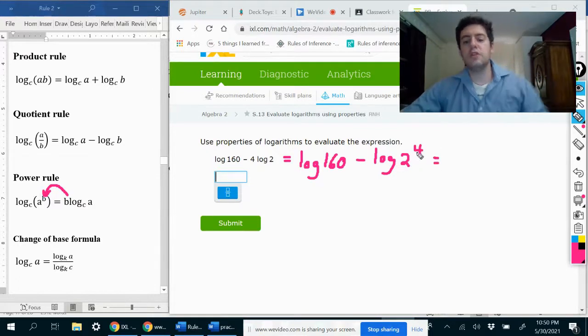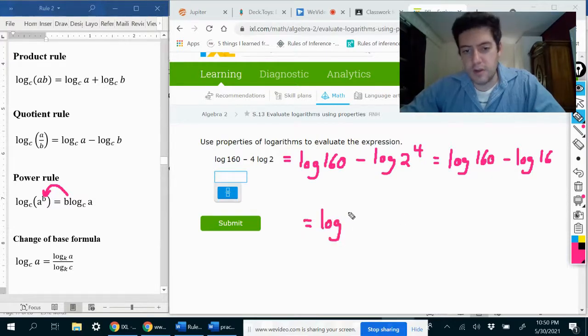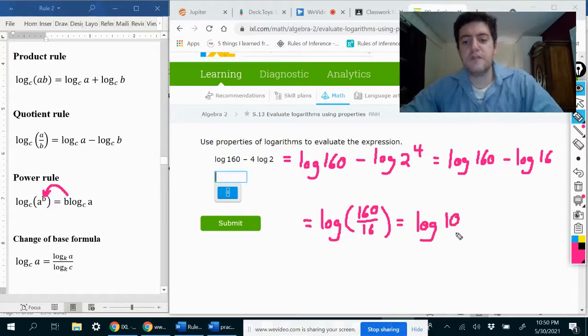All right, so 2 to the 4th power, let's say 2, 4, 8, 16. So that's 16. So we have the log of 160 minus the log of 16. Now, since this is subtraction, we'll use the quotient rule. We'll do 160 divided by 16 after the log, inside this, of course. So the log of 160 divided by 16. 160 divided by 16 is 10. So we have the log of 10.